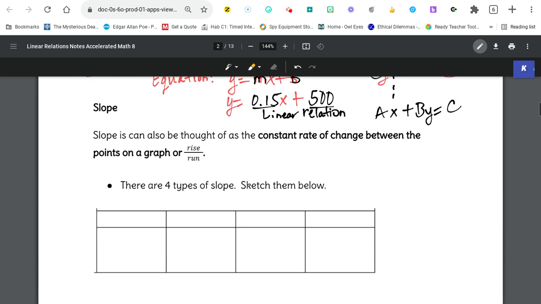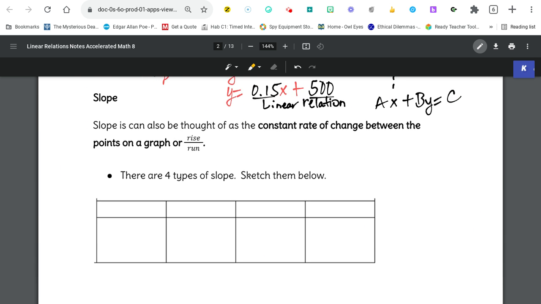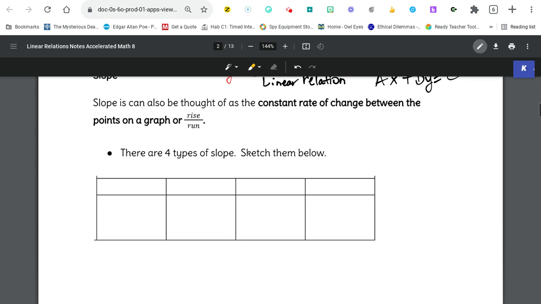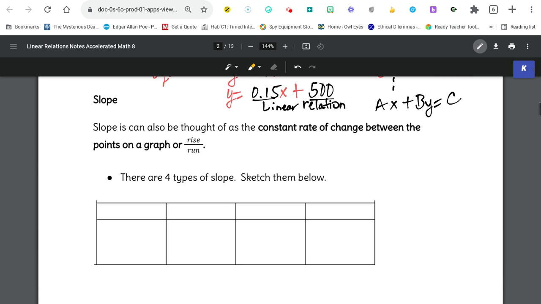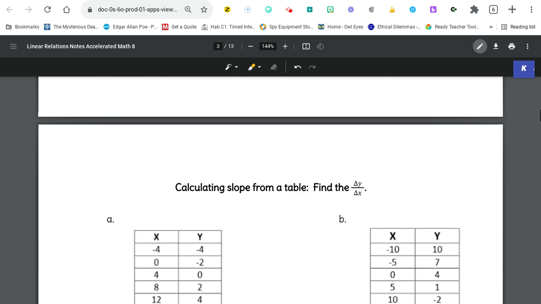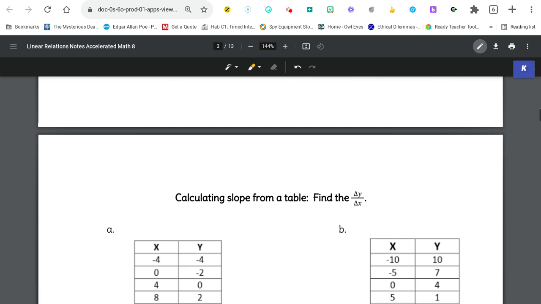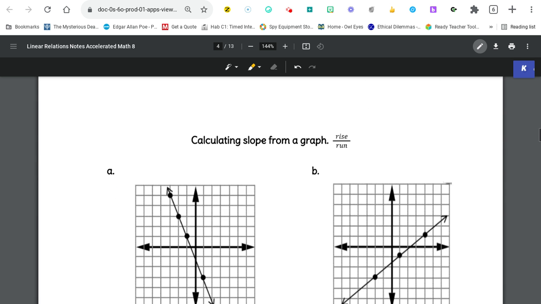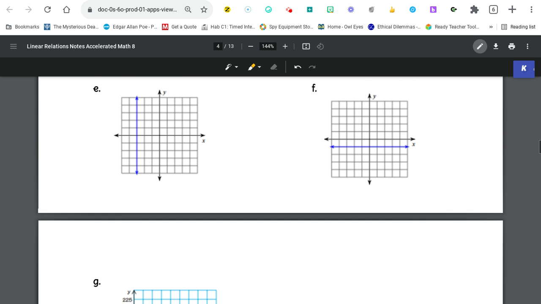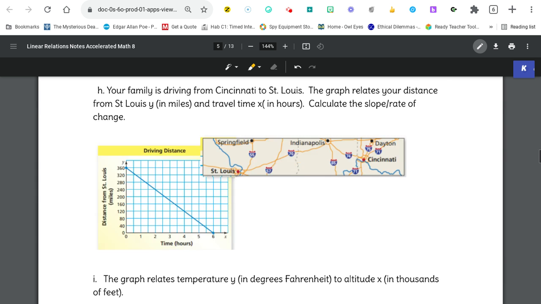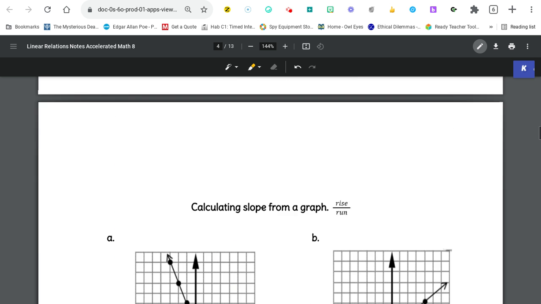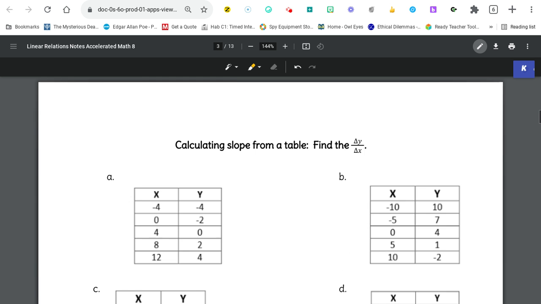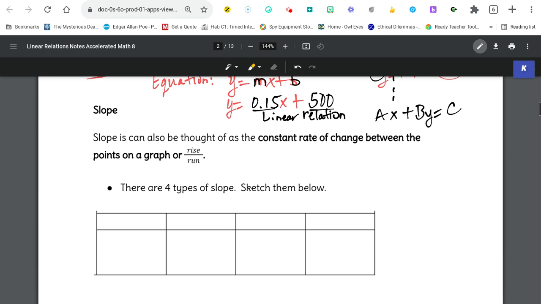All right, we're going to talk about slope. We'll do 4 types of slope. We'll do slope from a table. I think all I'm going to do is slope from a table today because I'm running out of time. All right, so let's go to slope.